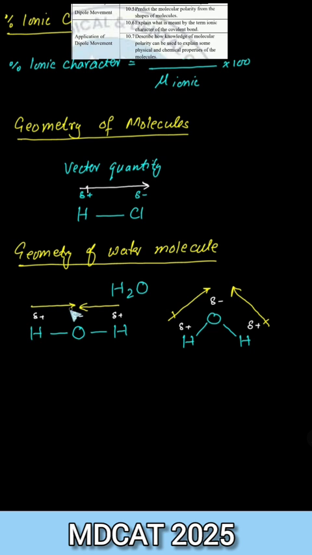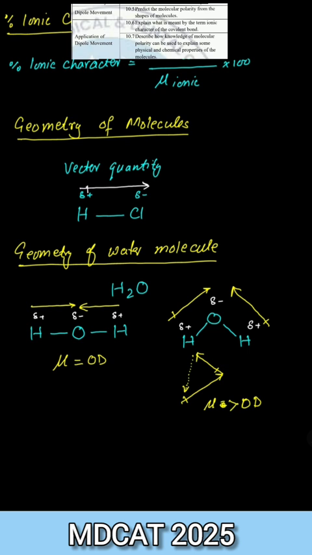In the first case, the resultant vector is 0 because both vectors point in opposite directions. So if water has this shape, its dipole moment will be 0 D. In this case, the resultant vector is not 0. If we add these vectors according to the head-to-tail rule, drawing the first vector and then the second, the resultant vector is not 0. So if water has this shape, its dipole moment will be greater than 0 D.